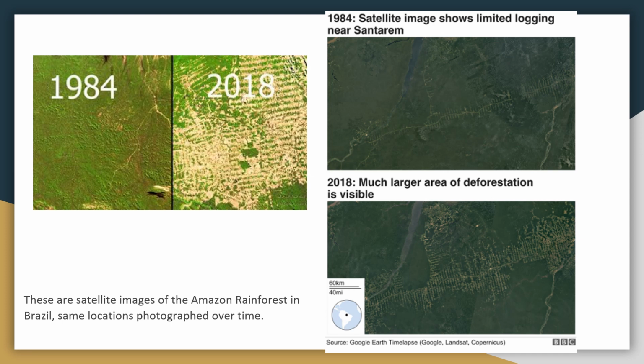Here are additional images of deforestation. These are satellite images of the Amazon rainforest in Brazil at the same locations, photographed at different time points, 1984 versus 2018. On the images you can see roads and you can see human development, where in the 1984 images there was more untouched forest intact.